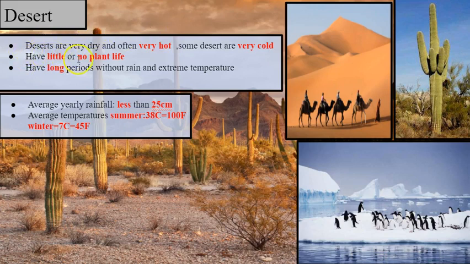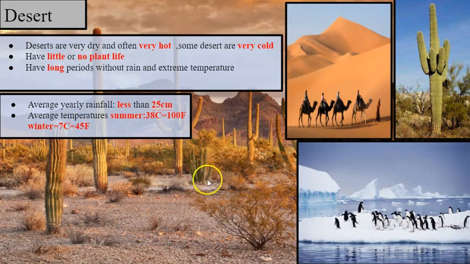Deserts also typically have little to no plant life and can have very long periods without rain or very long periods of extreme temperature. The average rainfall in a desert is going to be less than 25 centimeters. I'm going to repeat this because it is an insanely low amount of rain. The average yearly rainfall is less than 25 centimeters. The average temperature in the summer is going to be around 100 degrees Fahrenheit, while the temperatures in the wintertime are going to be an average of 45 degrees Fahrenheit.